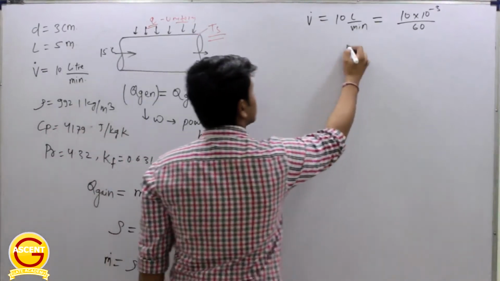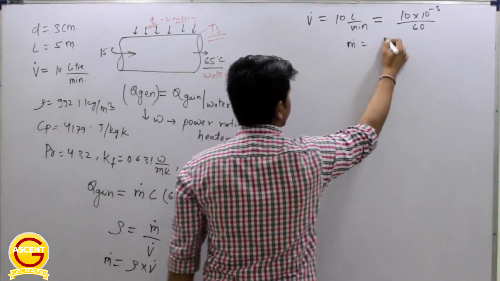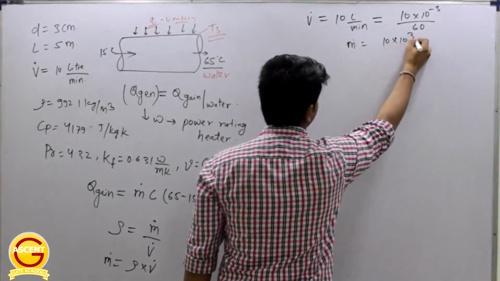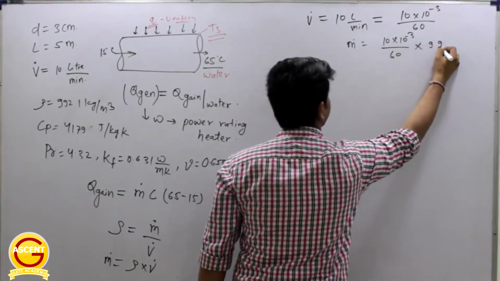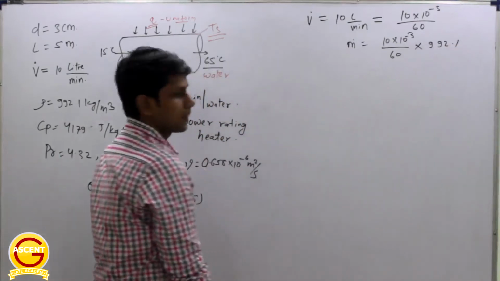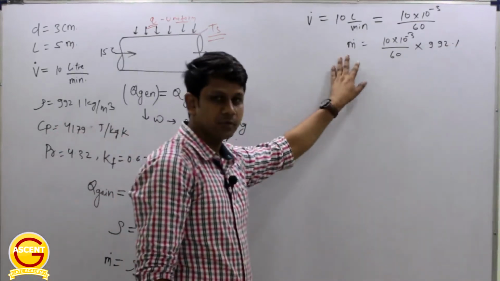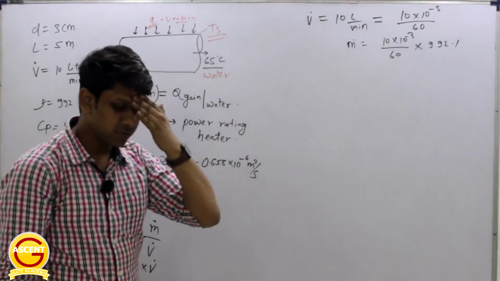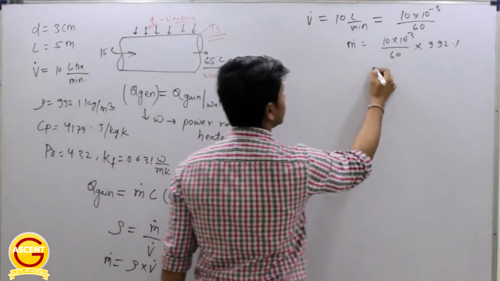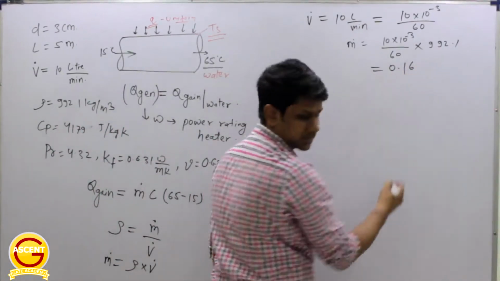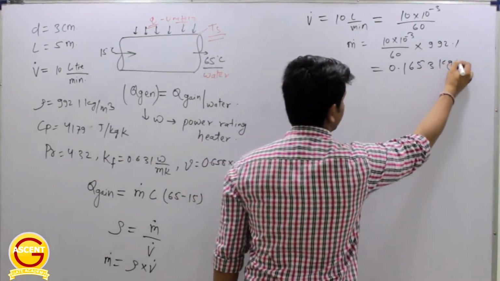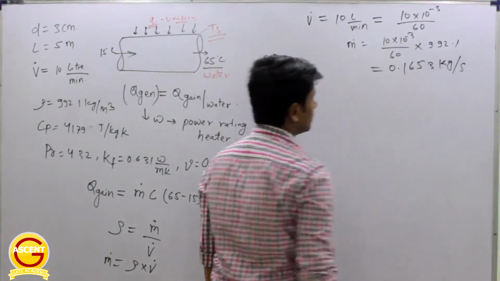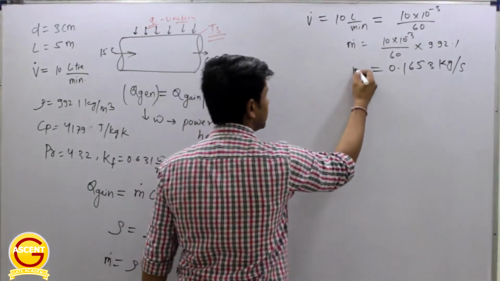And when you calculate this mass flow rate, you have to multiply this volume flow rate with the density, which is 992.1. Okay, so from here you will get the mass flow rate. This mass flow rate you will get as 0.1653 kg per second. Okay, so this will be the value of mass flow rate.